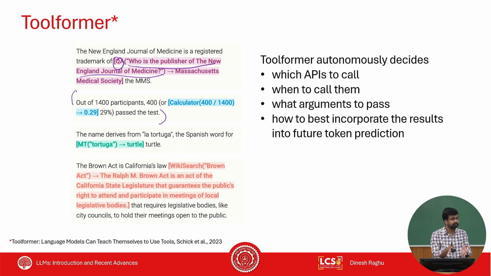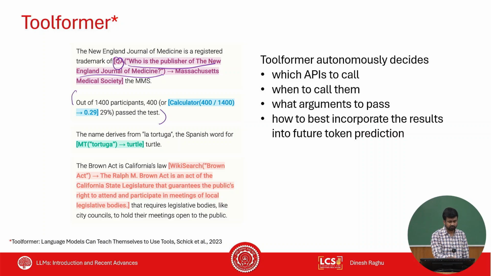So this is not a typical math word setup, but still they figured out that if you end up modifying your training data in this particular format, then it will be easy for the model to adapt to the use of a calculator any place where it is needed, right? Similarly goes for translation. The name derives from La Tortuga, the Spanish word for. So now if somebody could tell us what is the Spanish translation of Tortuga, then it becomes easier for the model, right?